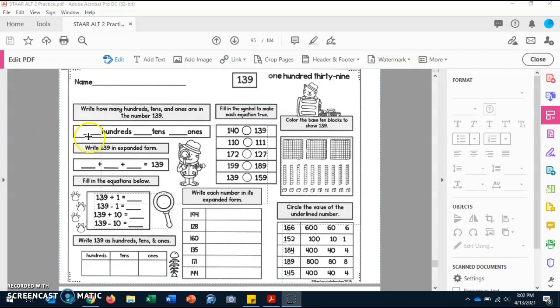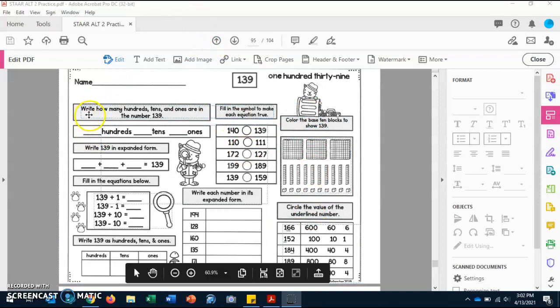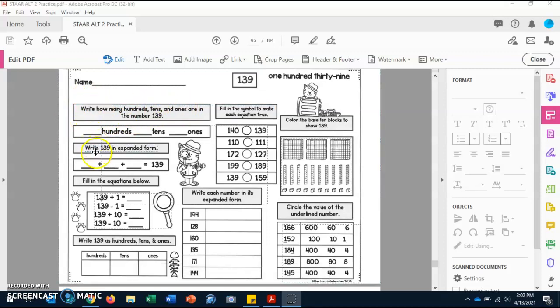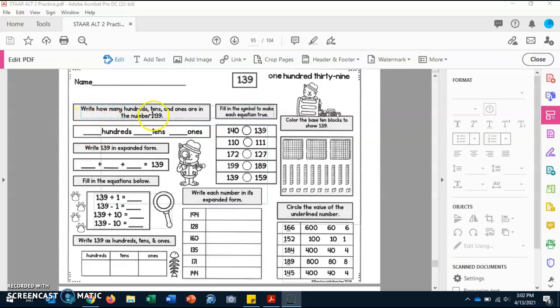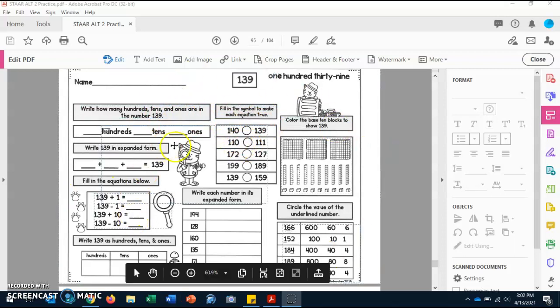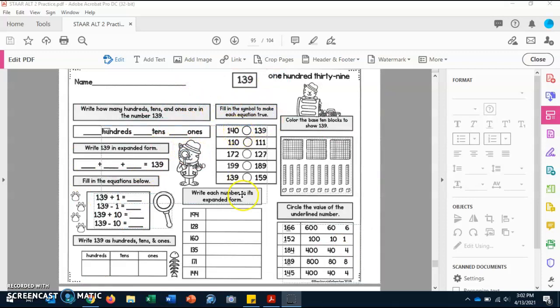So as you can see, there are many different activities within this activity. So you have to read what's on the top, what it's asking you to do, because you will not do the same thing for everything. So right here on the top, it's saying write how many hundreds. However, over here they're saying fill in the symbol. You see how these two are two different things? However, they're in the same worksheet. You need to read the directions on the top in order to be able to fill out the questions correctly. So let's begin.